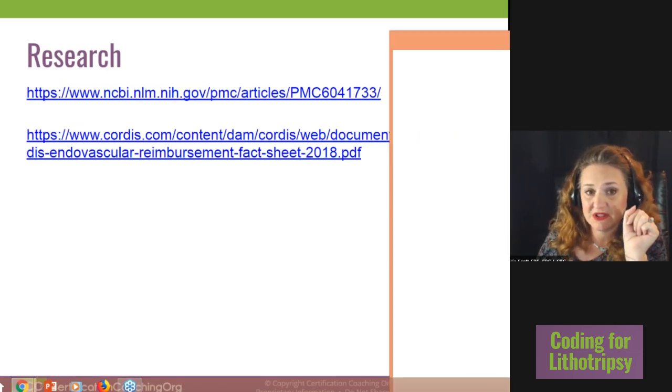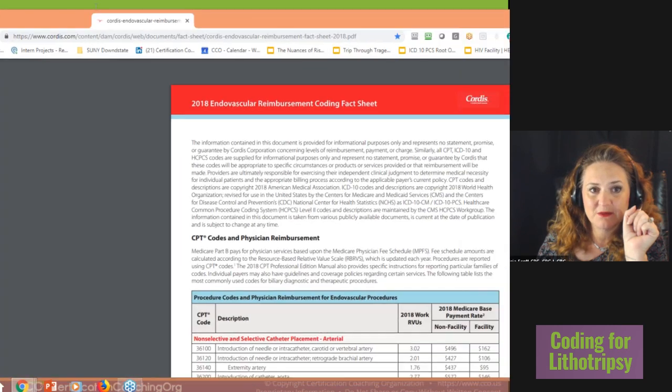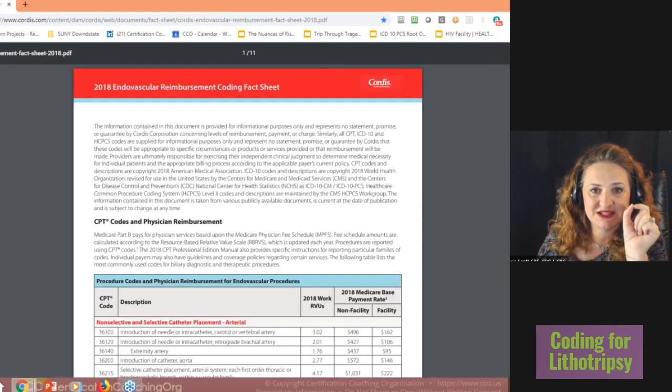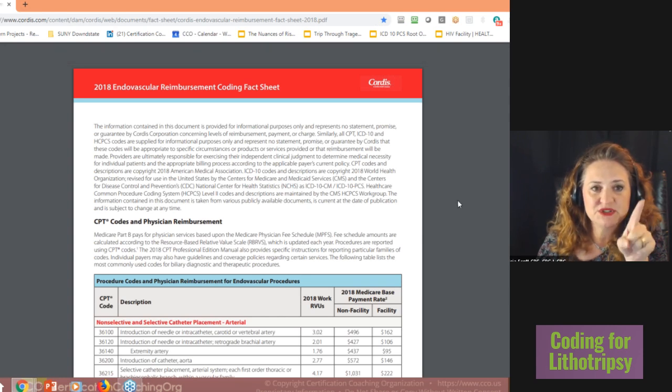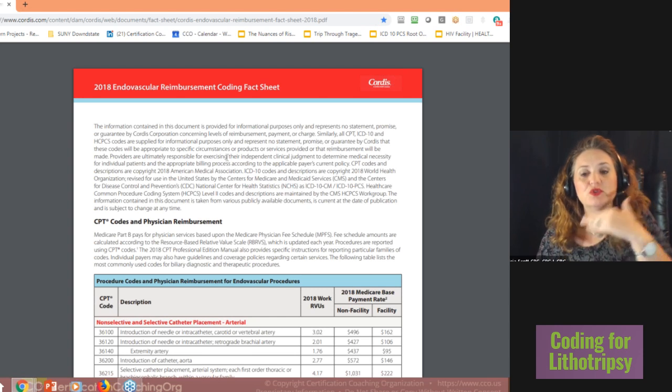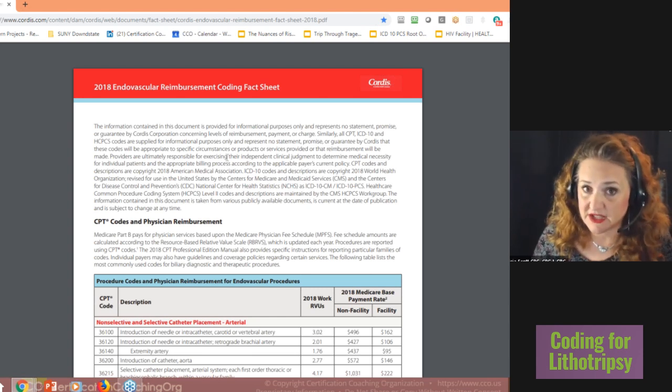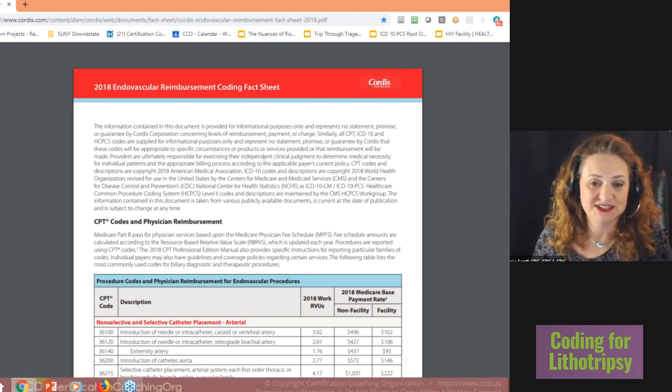This is not to help you with lithotripsy, but in my search, I found this amazing document by Cordis. Now, this was 2018, so it is not going to be the most current, but it'll be a launching point for you. Whenever they've done the work and made a CPT fact sheet for you, you can create your own fact sheet off of this, or cheat sheet, whatever you want to call it.